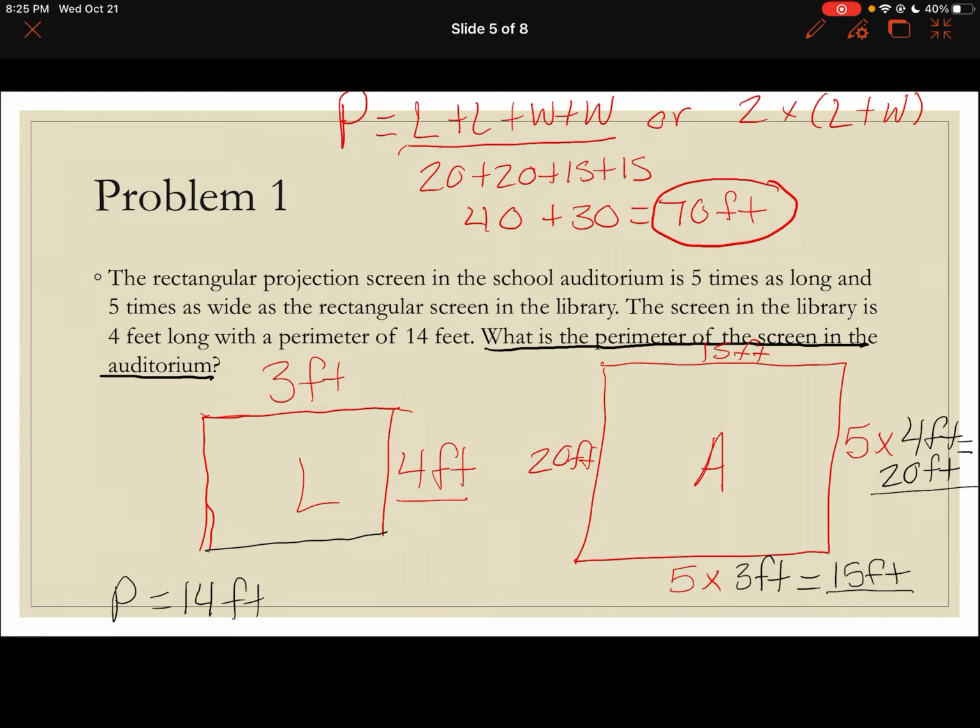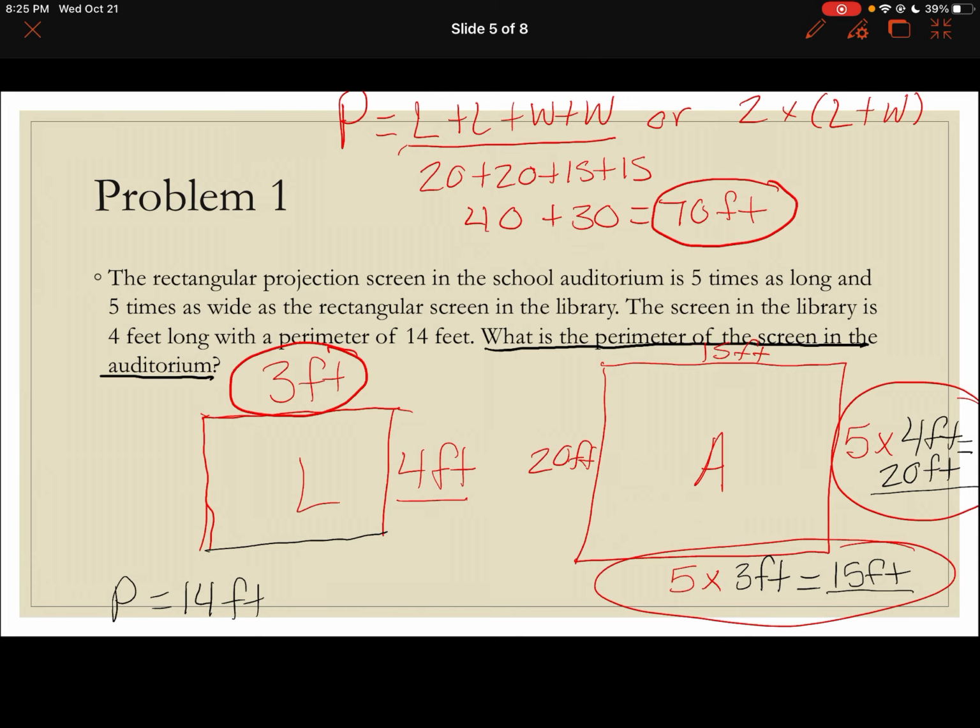So you can see how this was multiple steps. We took the information they gave us. We had to solve for the width of the library screen. So then we could solve for the length and the width of the auditorium screen. So then we could solve for the perimeter of the auditorium screen. So you're not going to have just one equation and be done. You're going to have multiple equations to get to that final answer.